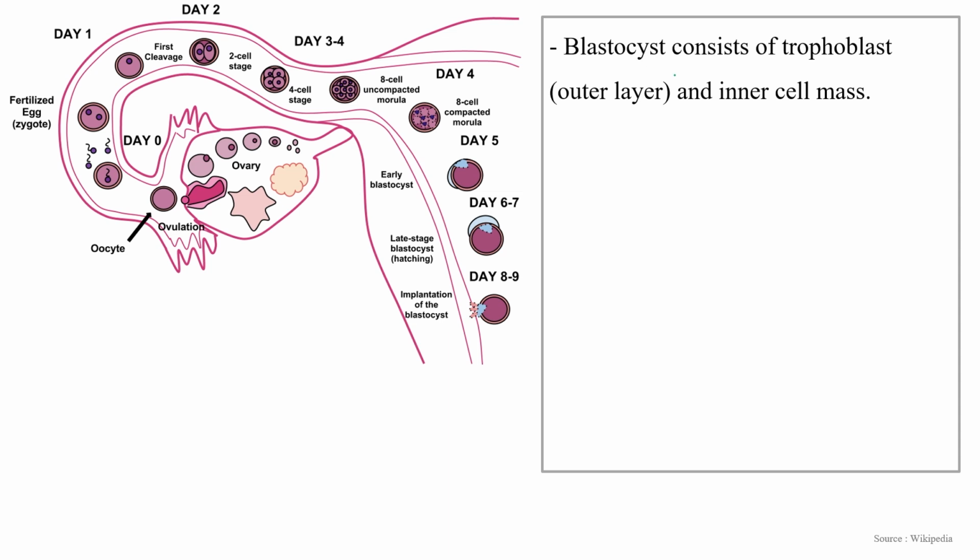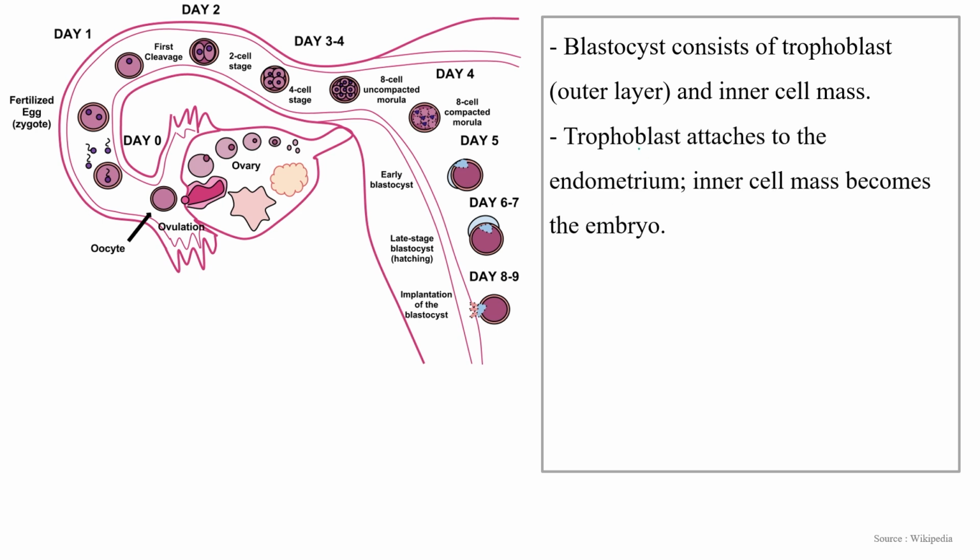The blastocyst consists of the trophoblast, the outer layer, and an inner cell mass. The trophoblast attaches with the innermost layer of the uterus, which is the endometrium. After the attachment, the inner cell mass becomes the embryo. On which day? 8th to 9th day.